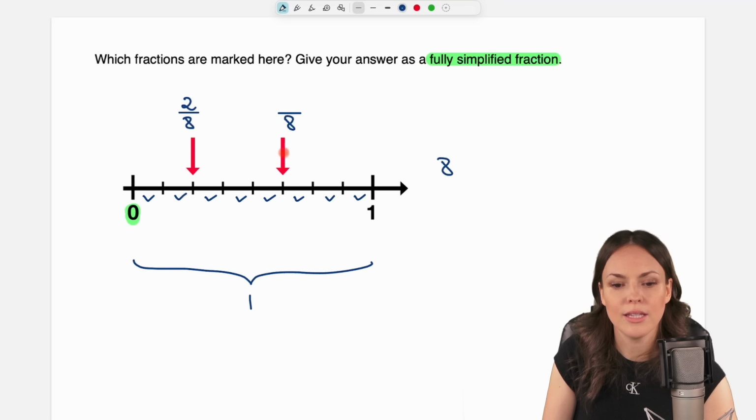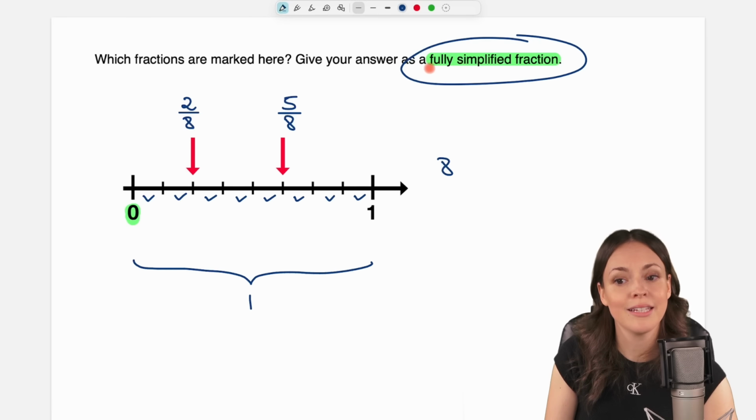The same thing with this here. We start at the beginning and we count the little steps. 1, 2, 3, 4, 5 to get here. So the 5 is my numerator here. So we found the fractions, but remember that we have to fully simplify them.